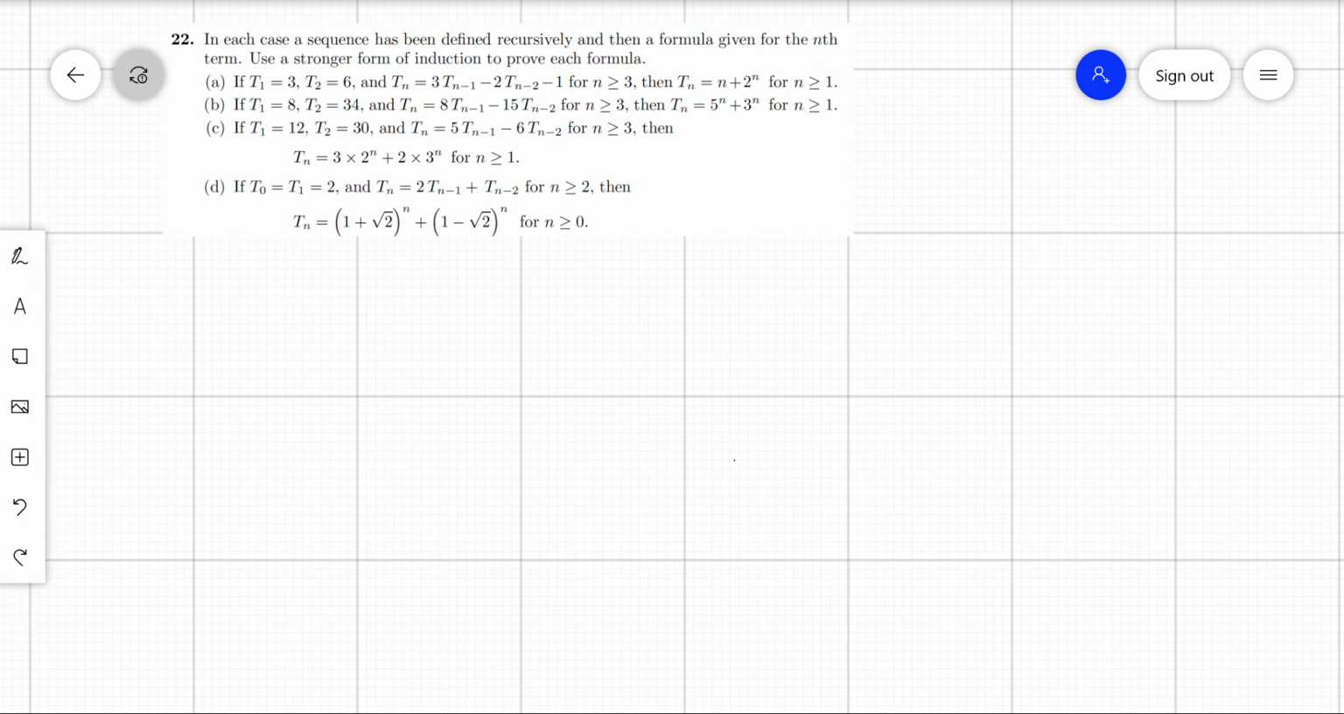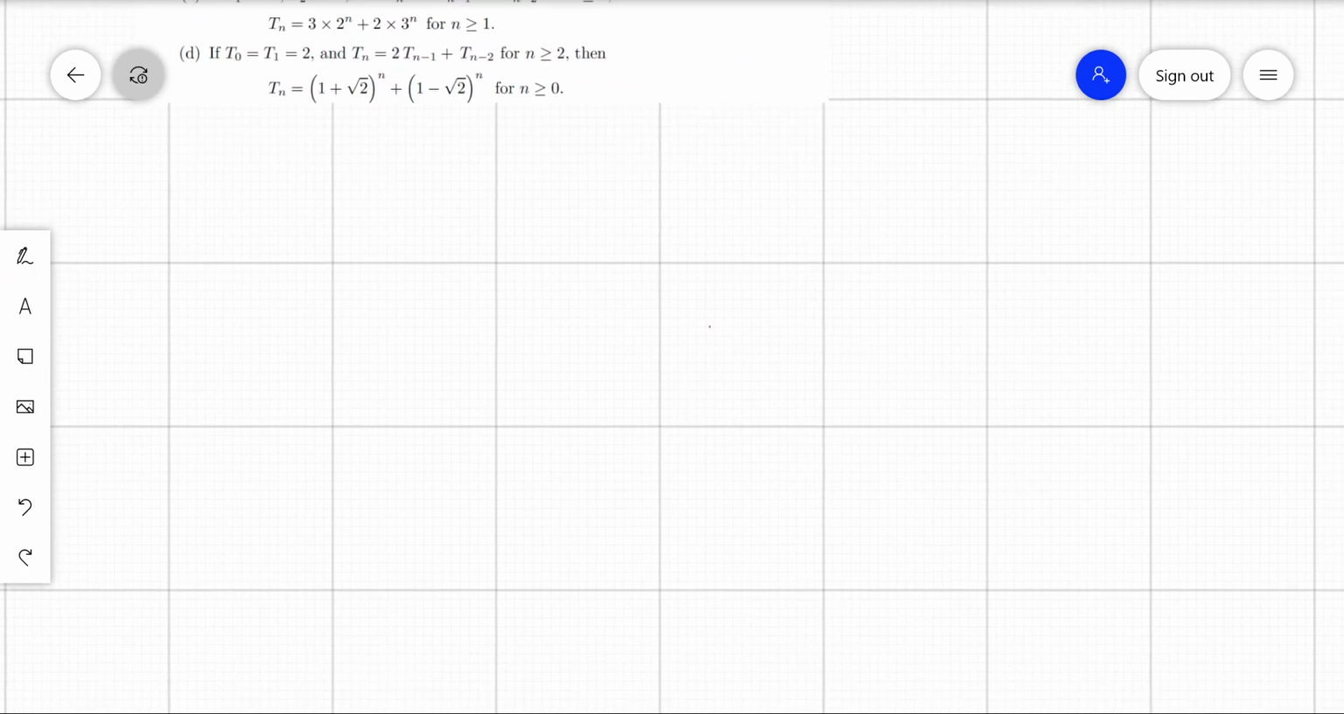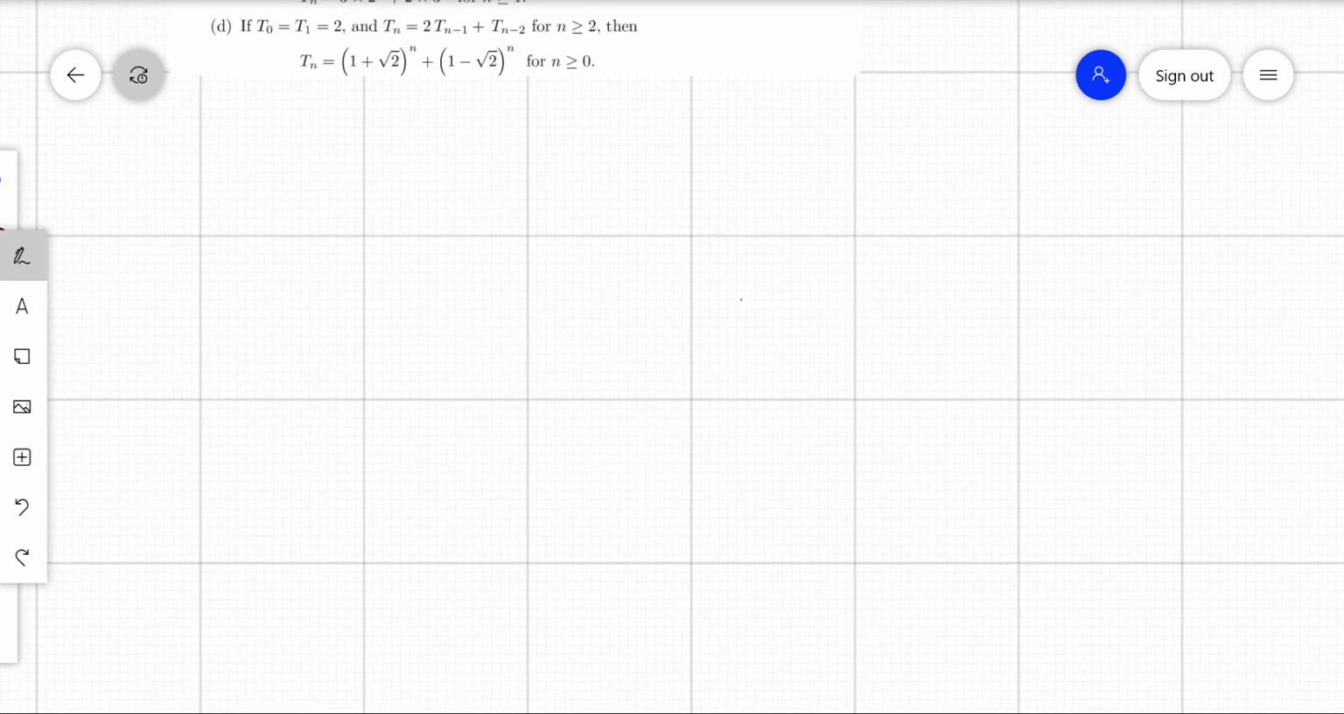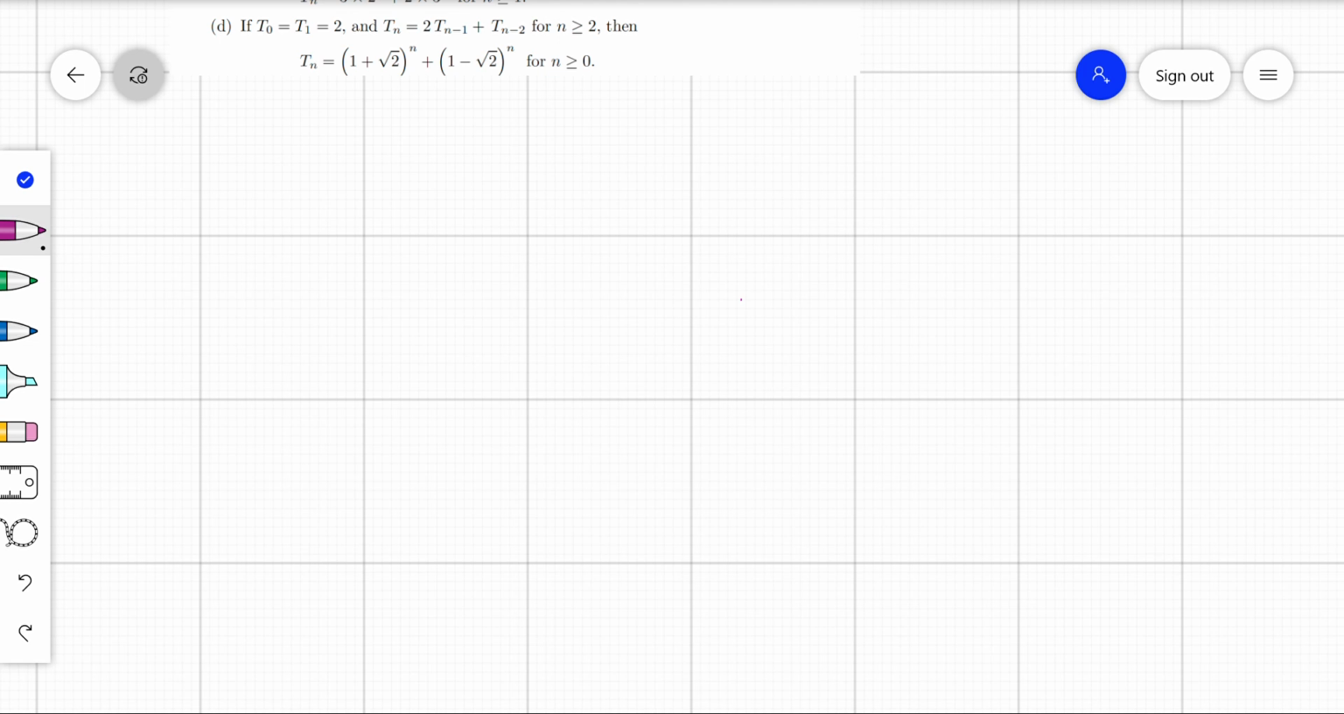Alright, so now we're looking at D. I'll just put it up there so we can see D. Again, we need the base cases T of 0 and T of 1, which you can see here, so we just check them out. T of 0: if I put 0 in, I get that bracket to the 0 plus that bracket to the 0, which means 1 plus 1, which is 2, so that works.